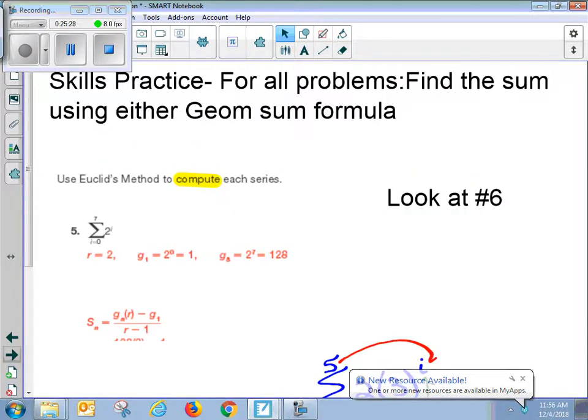So from your homework, compute means that you want to find that answer. You want to find the sum. Think about the word computation or something like that. So when we compute, we're basically finding the sum. So this is 5 on the homework. And so the first thing I did was I had ready for you my r value. Is that a surprise? r is 2. Then I wrote down the value of my first term is 1. Do you agree with me? Yes. Then I wrote down the value of my last term is 128. So the subscript with that G there is an 8.